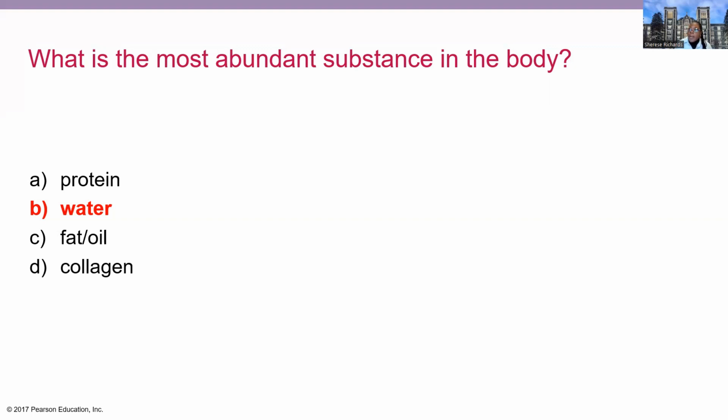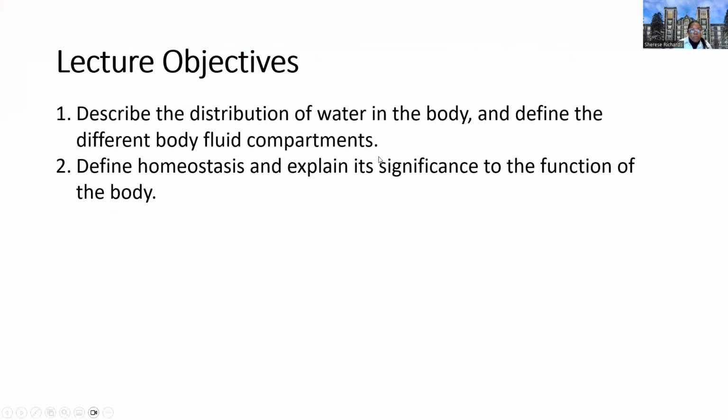And we want to talk about how that is distributed throughout our body and how the movement of that water is important to a lot of internal body functions, right? Inside of our cells and within our tissues. So we're going to start discussing some of our fluid compartments. Our first lecture objective is to describe the distribution of water in the body and define the different body and fluid compartments. And then our second one is to get into homeostasis.